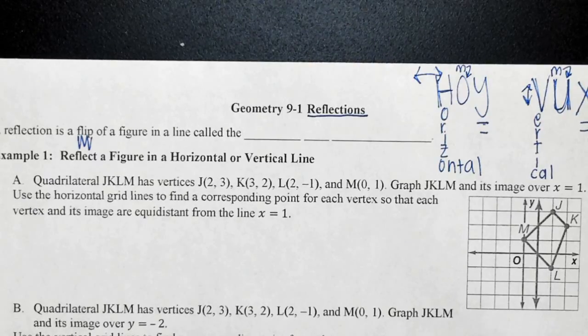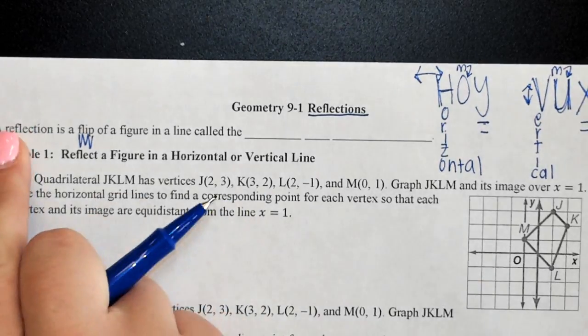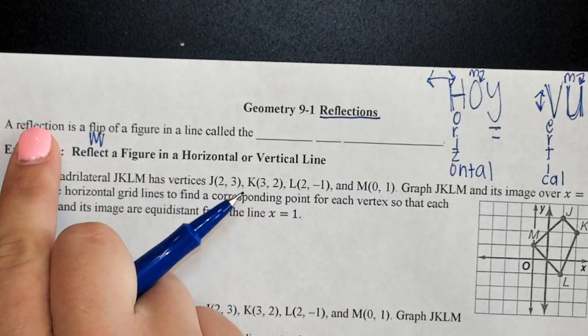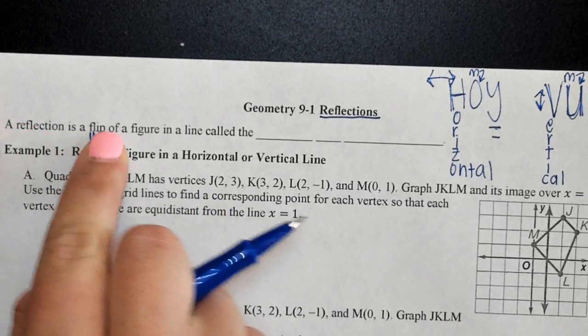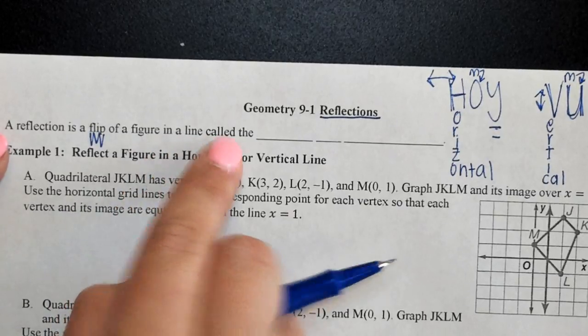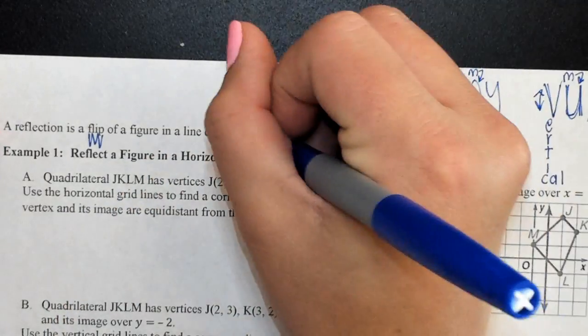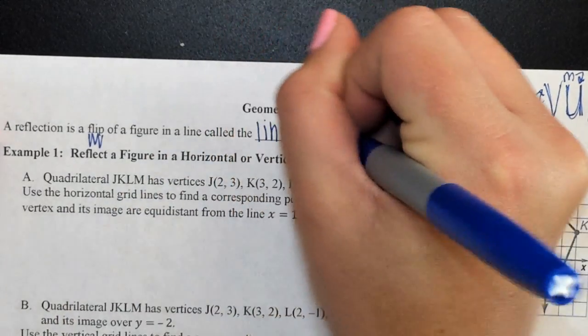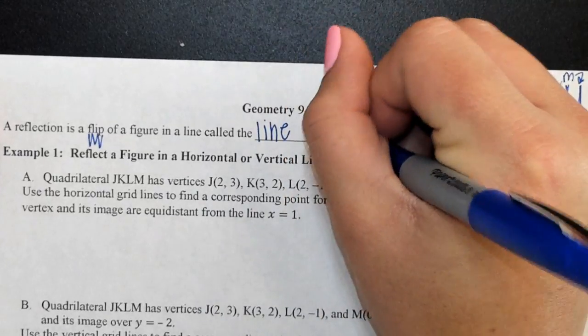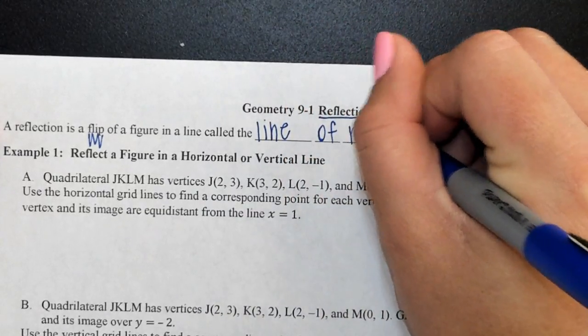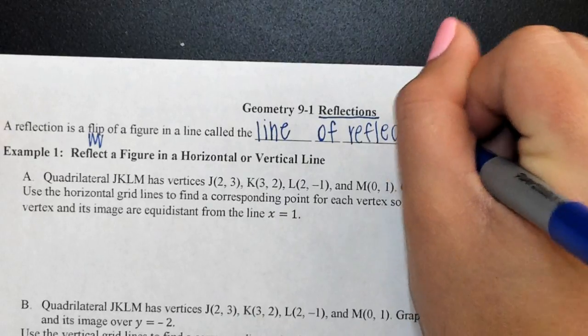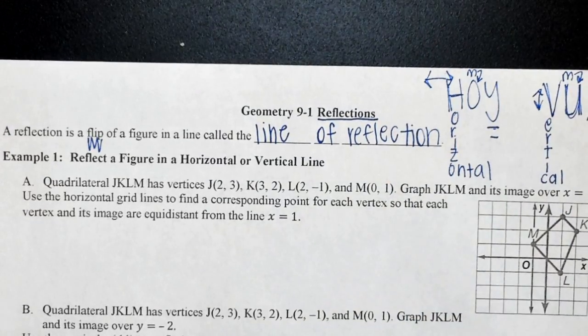I'm not complaining. Okay, so when you're reflecting, it's a flip of a figure over a line called the line of reflection. When you're flipping it over a line, that line is called the line of reflection.